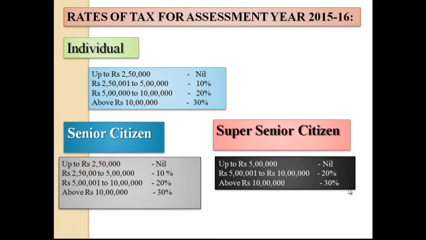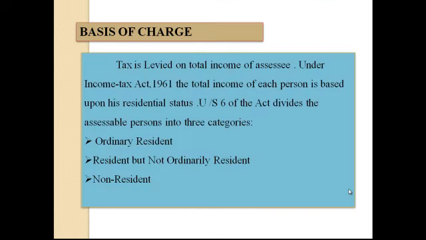For senior citizen, up to Rs 2,50,000, there is no rate of taxation. 2,50,000 to 5 lakh, 10%. 5 lakh to 10 lakh, 20%. Above 10 lakh, 30%. For super senior citizen above the age of 80, whether they are earning up to 5 lakhs, there is no tax. 5 lakh to 10 lakh, 20%. Above 10 lakh, 30%.